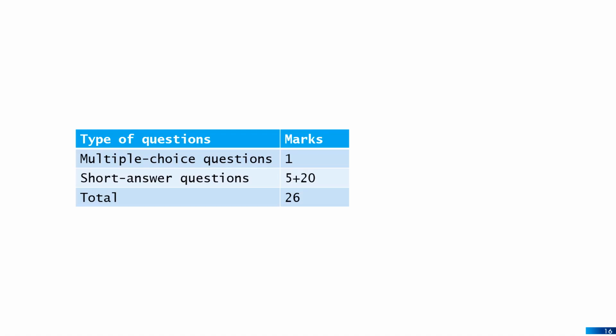There is one multiple choice question worth 1 mark. There are 2 short answer questions worth 25 marks in the magnetic field. The overall score for this section is 26 points. With a total possible score of 130 points, the percentage for the magnetic field is 20% of the total score.